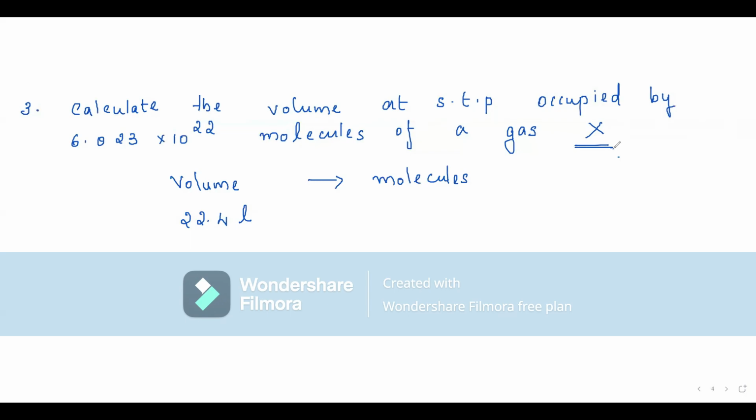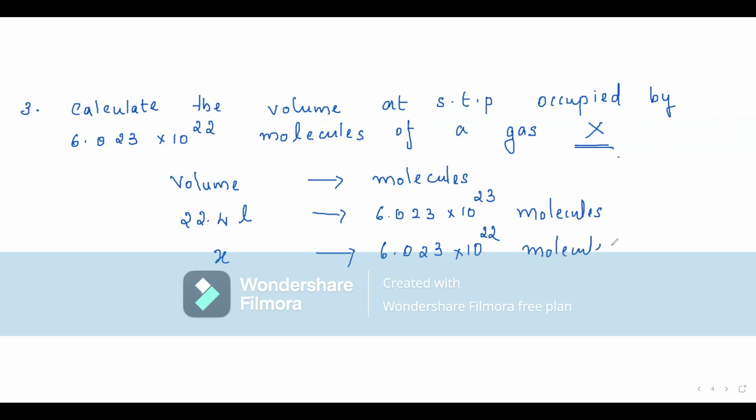22.4 liter of this gas will have 6.023 10 to the power 23 molecules. Now the question is, calculate the volume. So I will write X here, X liter, by this volume is occupied by 6.023 into 10 to the power 22 molecules. Now solve for X by unitary method.